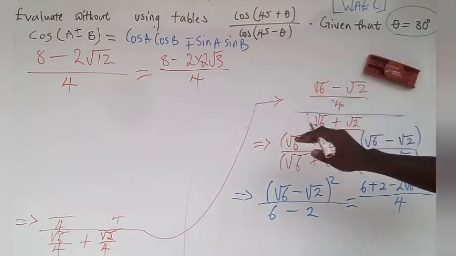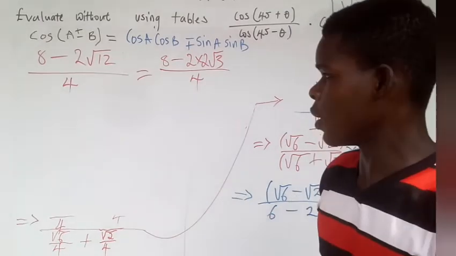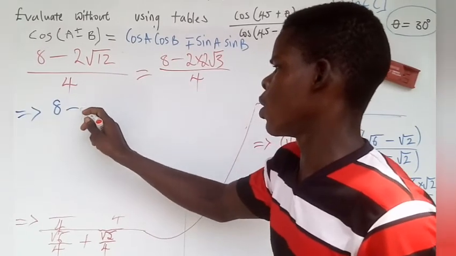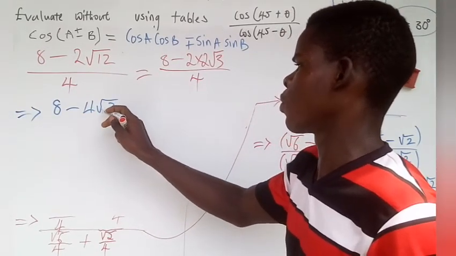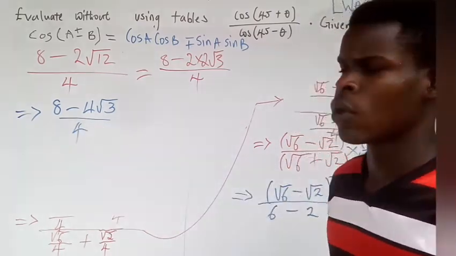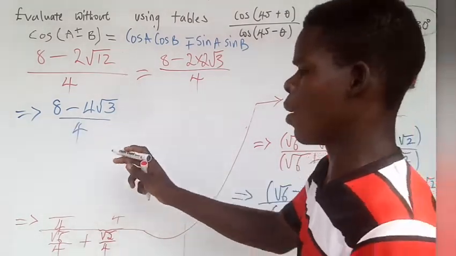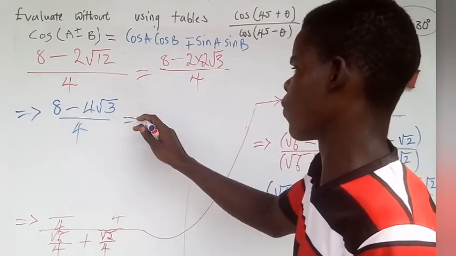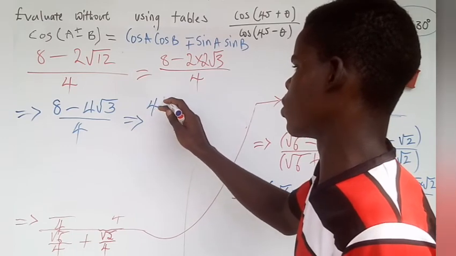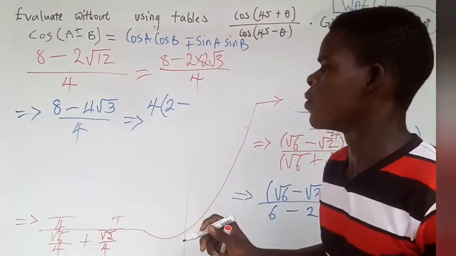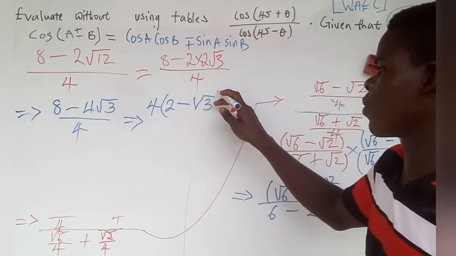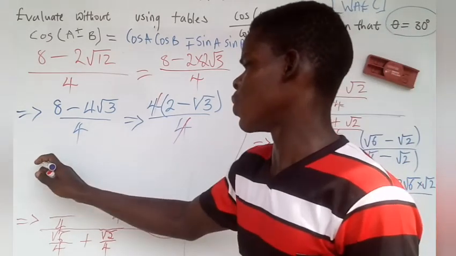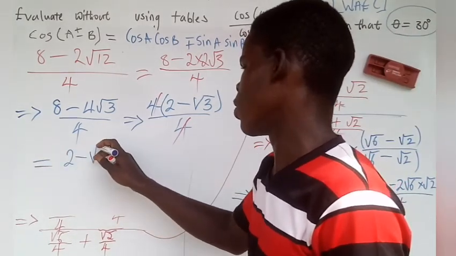Now, since root 12 is that, we now have 8 minus 4 root 3 over 4. So we can factorize. Let's factorize 4. Taking 4 out, we have 4 times 2 minus root 3 divided by 4. So this can cancel out. We will now be left with 2 minus root 3.